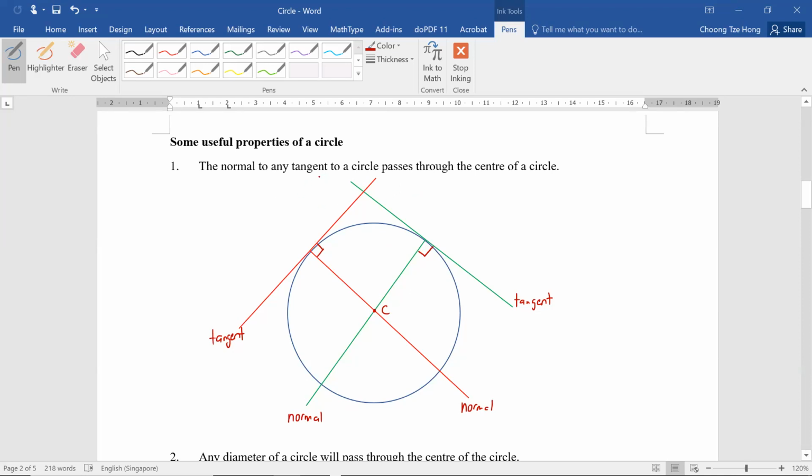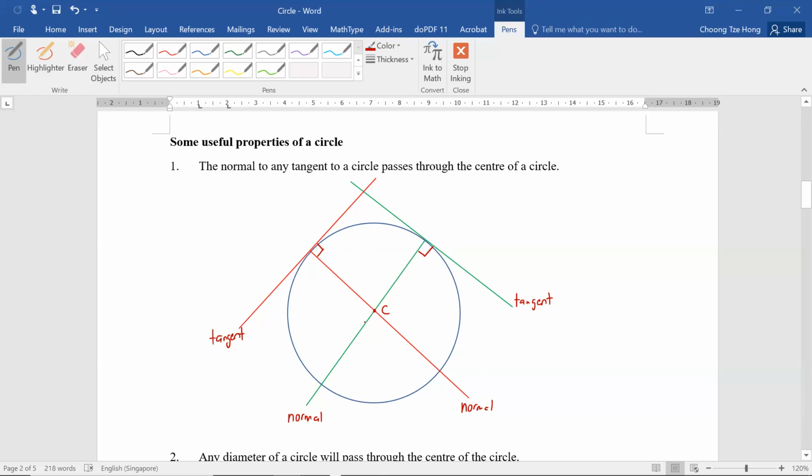Later on you will see that we'll apply this while doing some questions. So keep in mind, the normal to any tangent to a circle will pass through the center of a circle. It's important to take note.